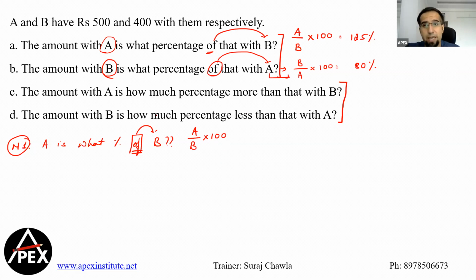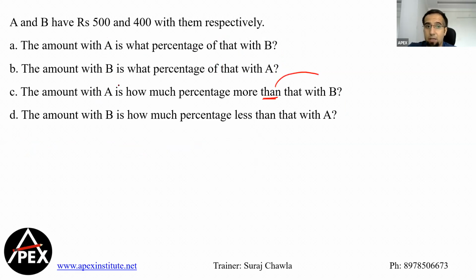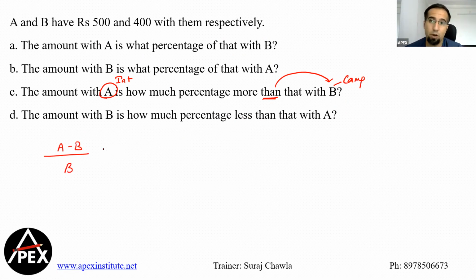The next model is A is what percentage more or less than B. Now, whenever I have percentage more or percentage less, the simpler logic is anything that is following "than" becomes your denominator. Because I'm interested in A, this is my desired value, but I'm comparing that with B. So the numerator is always going to be A minus B. And since after "than" I have B, A minus B by B into 100 becomes our final value.